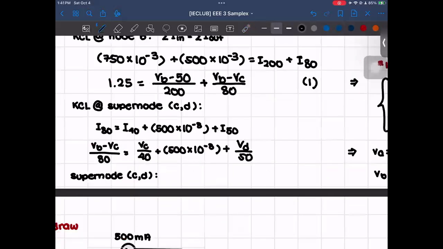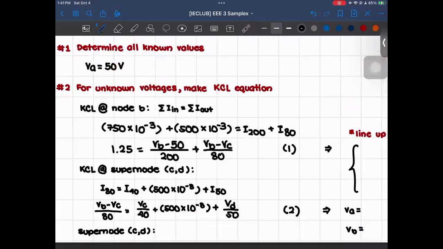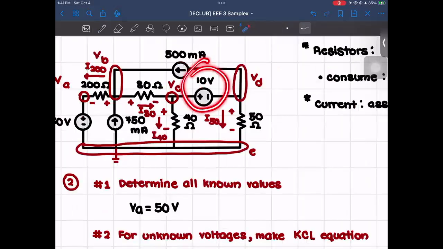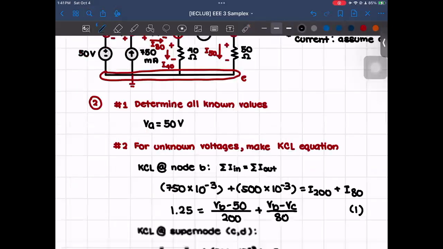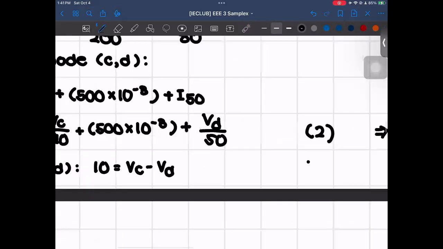Since we have two equations already, but we have three variables, we have to determine our third equation. And since we have a supernode, that means our third equation will come from that. So that will just be 10 volts is equal to VC, since that's the positive side, minus VD, which is the negative side. So that's just 10 is equal to VC minus VD. And that will be our third equation.